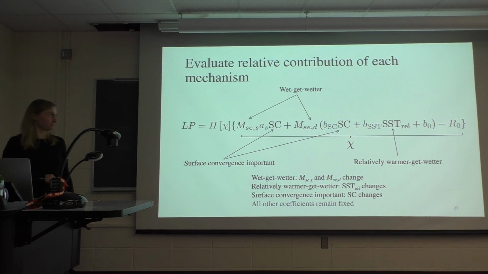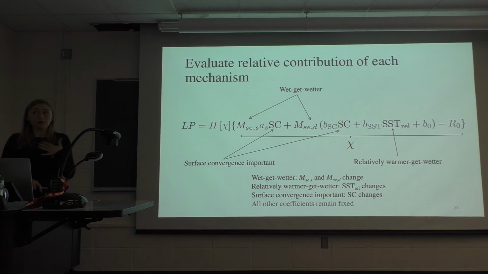And so, to evaluate the contribution of that mechanism, we just isolate it. We can just say how much each one contributes to the total precipitation response, leaving everything else fixed. So the wet get wetter mechanism can be evaluated by isolating the changes in the stratification terms. The surface convergence mechanism can be evaluated by isolating changes in surface convergence, and the warmer get wetter mechanism can be evaluated by isolating changes in relative SST.